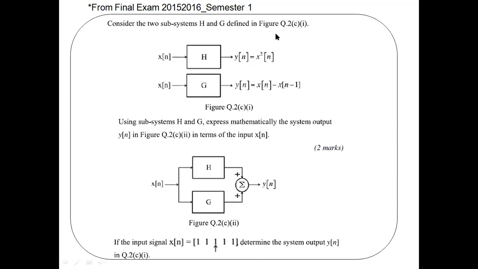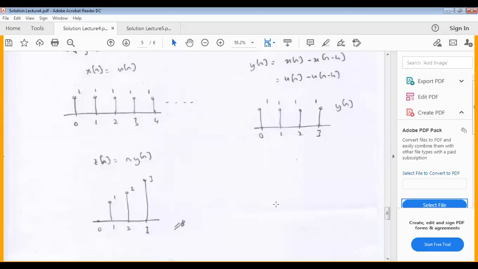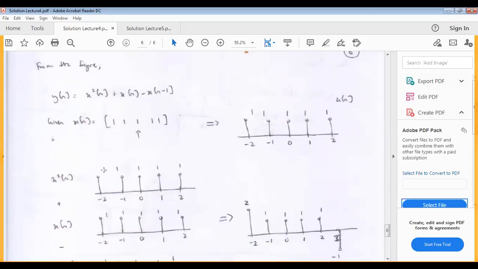Let's have a look at the solution for this example. This is the case of xn. This is the equation for yn, which is the summation of the outputs of H and G just now. When we add them together, the actual output should be x squared n plus xn minus 1. When we sketch xn, it should look like this. Since we need to find yn, we need to sketch each of these functions.